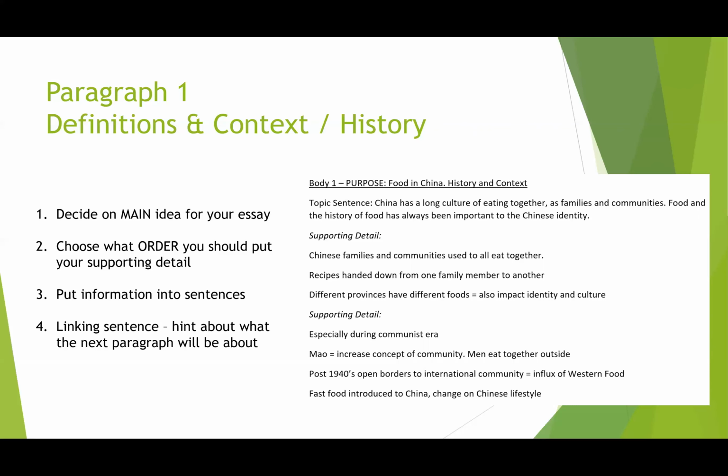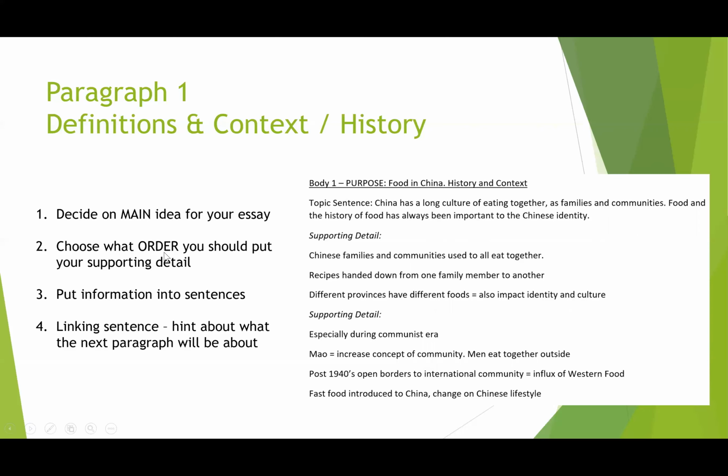So this is the process for all of your paragraphs. So having your plan in front of you, you can see you've got my detailed plan on the right-hand side here. The first thing we're going to do is decide on the main idea for my essay. So where I've written my first one, the purpose is food in China, history and context. I've written that so I know exactly this whole paragraph needs to focus on that. Now make sure that I'm not going to include things that are not relevant to that one main idea.